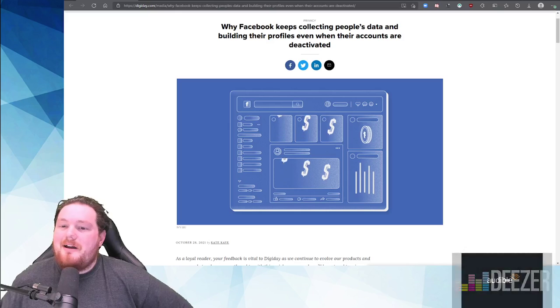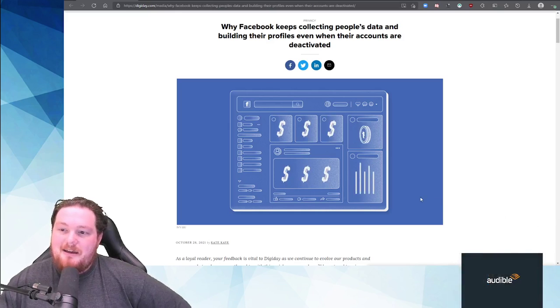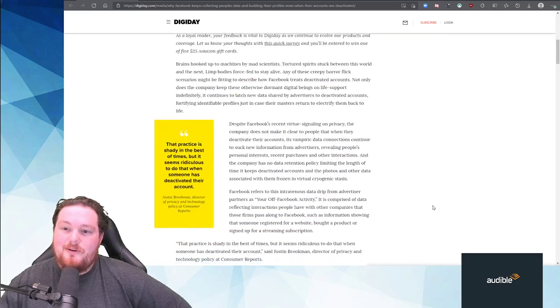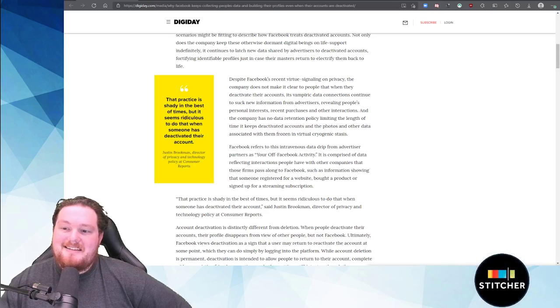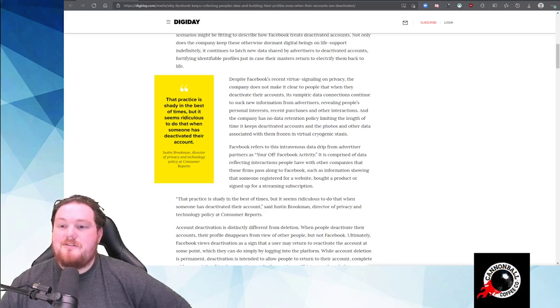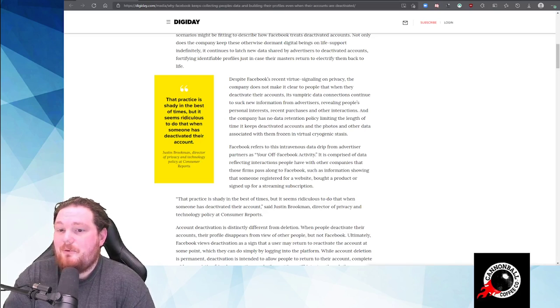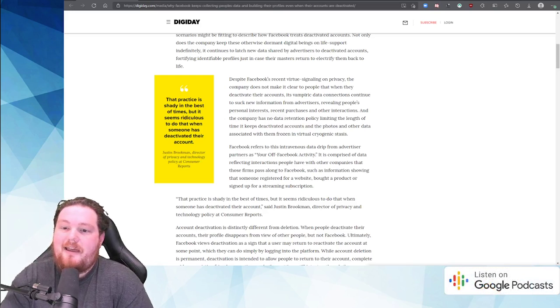And they say that, quote, that practice is shady in the best of times, but it seems ridiculous to do when someone has deactivated their account. Account deactivation is distinctly different from deletion. When people deactivate their accounts, their profile disappears from other people's view, but not Facebook's. Ultimately, Facebook views deactivation as a sign that a user may return to the account at some point, which they can simply log into the platform and reactivate. So while account deletion is permanent, deactivation is intended to allow people to return to their account.